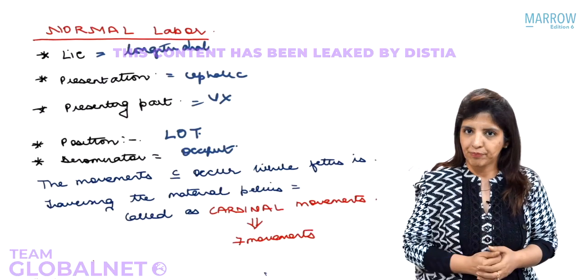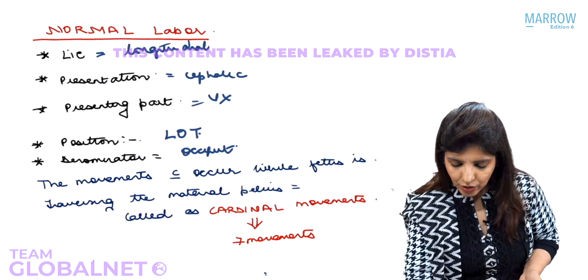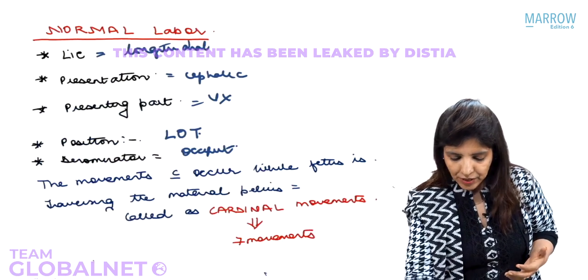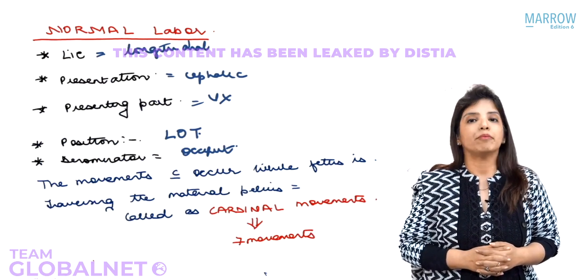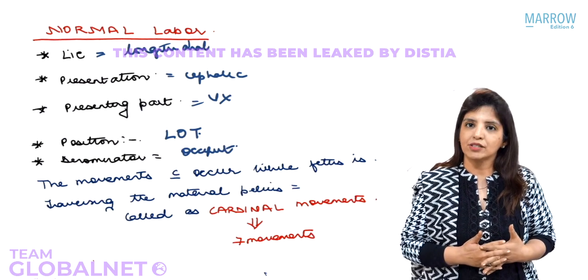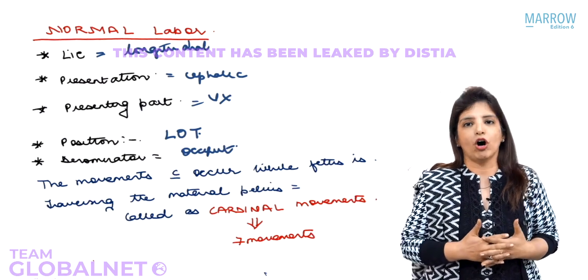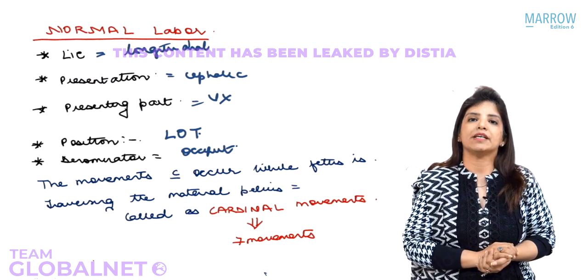PowerPoint behind me, right? So when we talk about normal labor, it means that the lie of the fetus is going to be longitudinal. Presentation will be cephalic, presenting part will be vertex, the denominator will be occiput, and the most common position for normal labor is LOT.